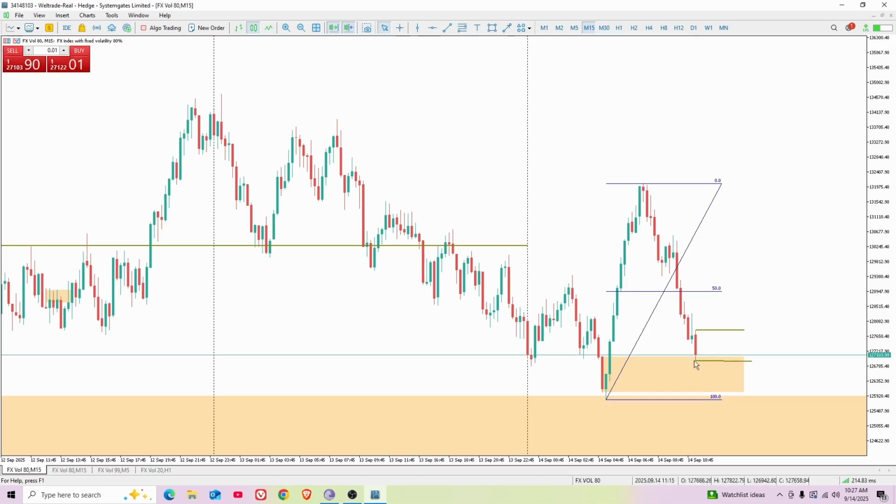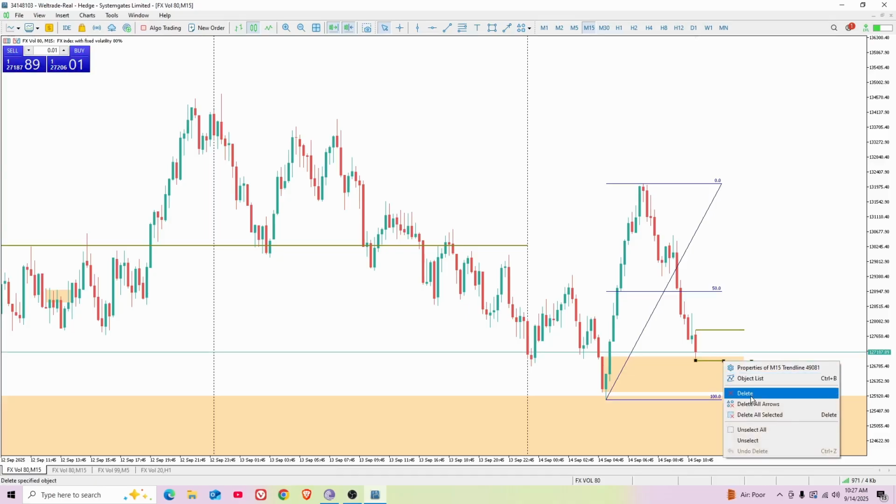right? If you see a CRT forming within the key level, the next candle needs to take the CRT low, and then you look for your order block entry, then you're targeting the opposite end of the range, right? And that will be your setup right there. So that is what we are looking at the moment.